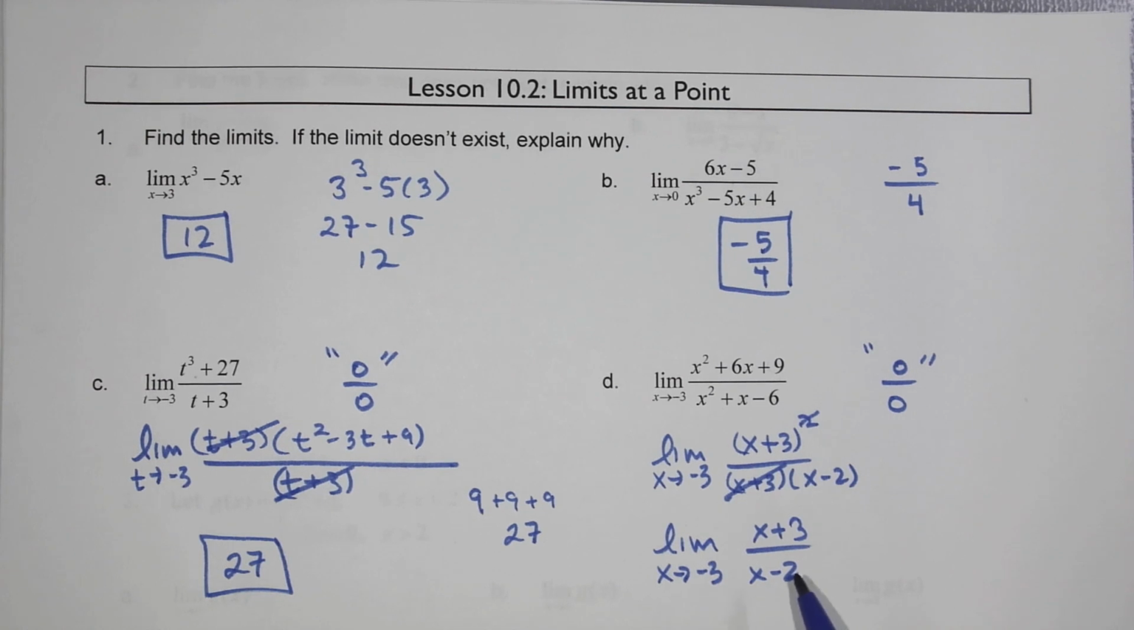And again, let's just try to plug in negative 3. So in this case, we would have 0 over negative 5, and that is unambiguous. That's going to be a 0.